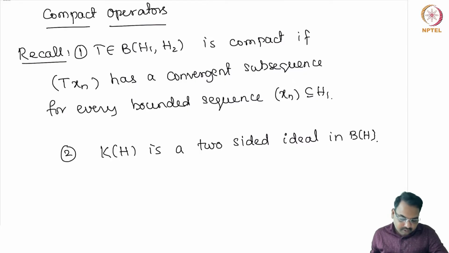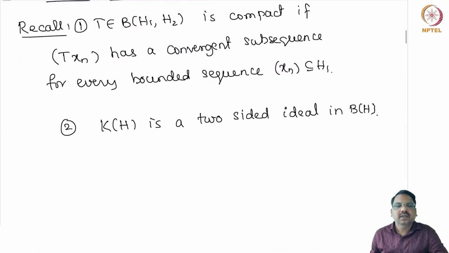Hi everyone. In the last lecture, we introduced compact operators and discussed some important properties of compact operators. So let me quickly recall. A bounded operator T between H1 and H2 is said to be compact if T maps bounded sets of H1 into pre-compact sets of H2. That is equivalent to saying that T is compact if and only if Txn has a convergent subsequence for every bounded sequence xn in H1.